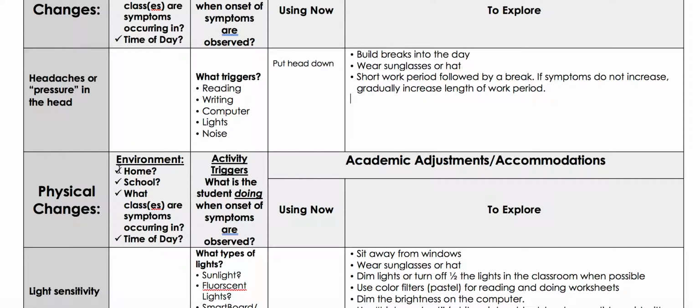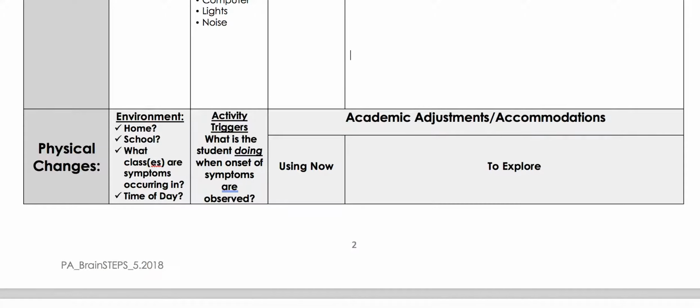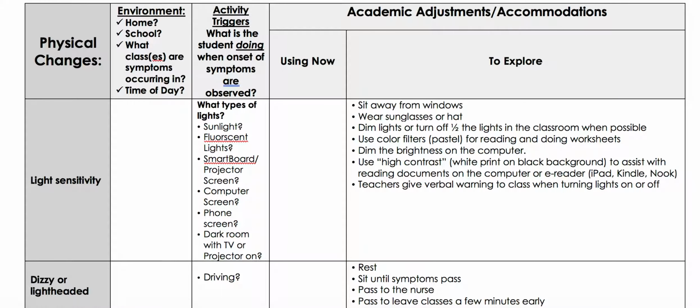So then the next physical change, which should really be on the next page, but I deleted a bunch. So the next page, we're going to go through light sensitivity, same thing. What environment is it occurring in? What type of triggers could be triggering light sensitivity? A lot of times we hear that a student will be sitting near the window and the sunlight bothers them. That triggers it. Computer screen can trigger it. The projector in a dark room, the LCD projector light could trigger it.